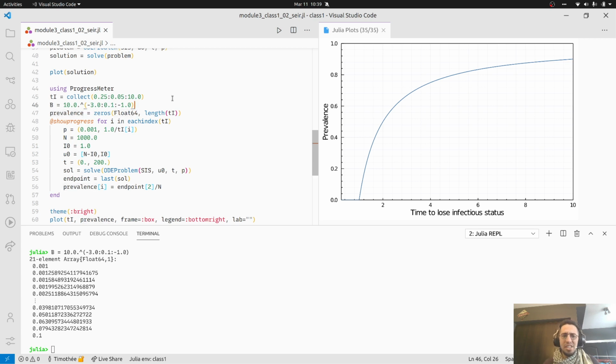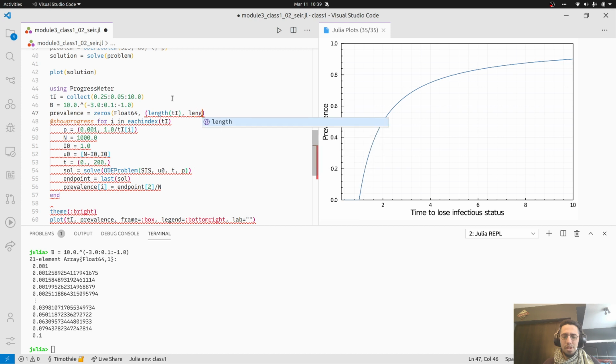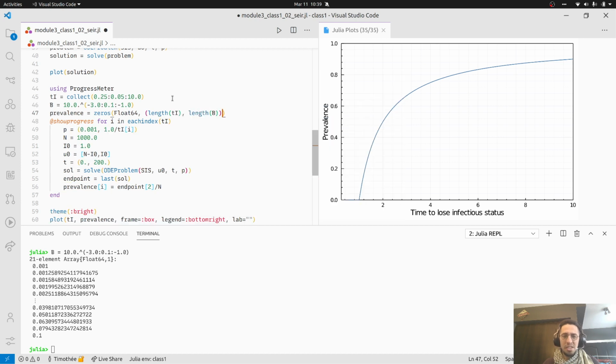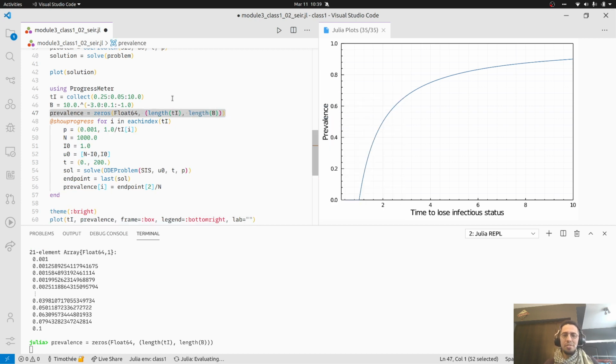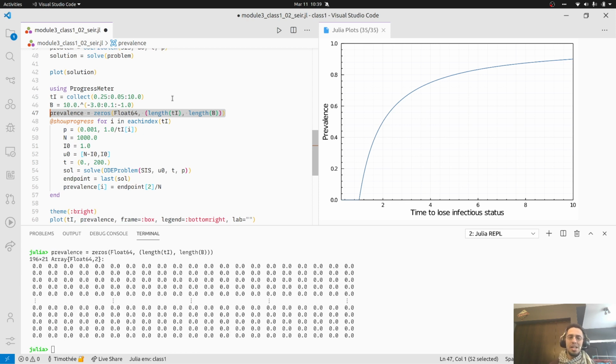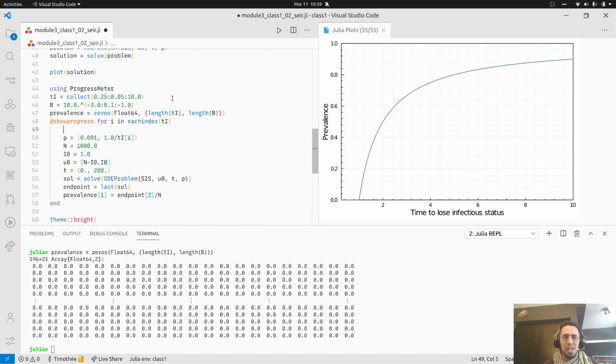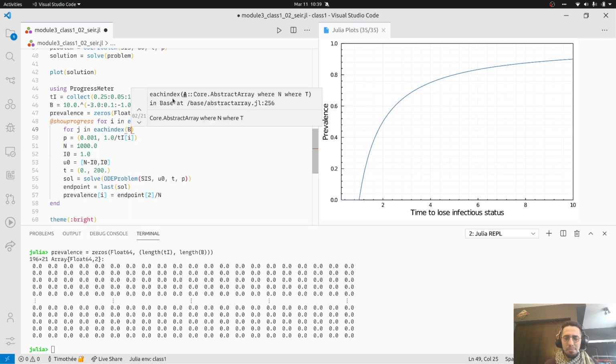So our prevalence here is going to have the length of ti in one direction, and the length of b in the other direction. So instead of being a single value, we have a matrix, right? It's 196 rows by 21 columns. And we're going to loop for i in each index ti and for j in each index b.